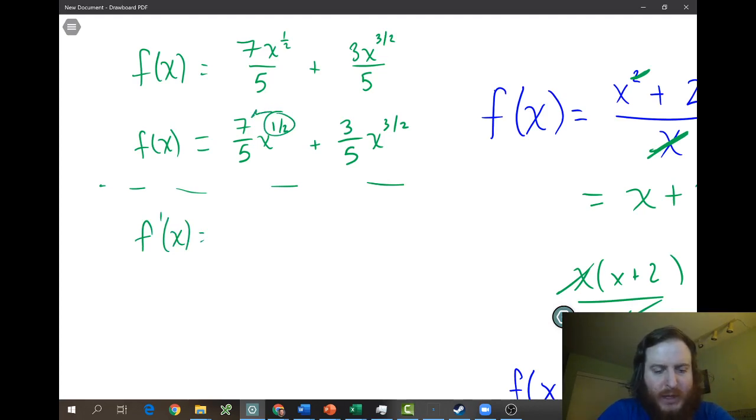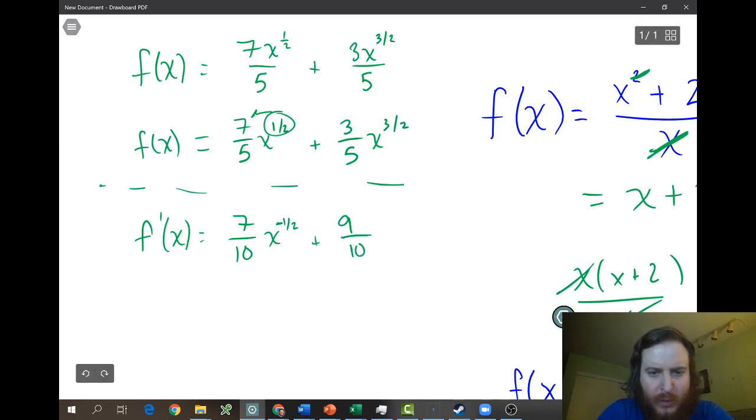So 1/2 times 7/5 gives 7/10 x to the negative 1/2, sorry. We subtracted 1, right? And subtracting 1, it's kind of like taking the numerator and subtracting the denominator. 1 minus 2 is negative 1, but then make sure you still have over 2. And then plus, okay, 3/5 times 3/2, multiply the numerators, 3 times 3 is 9, multiply the denominators, 2 times 5 is 10, x to the 1/2, right? 3 minus 2 is 1, and still over 2.